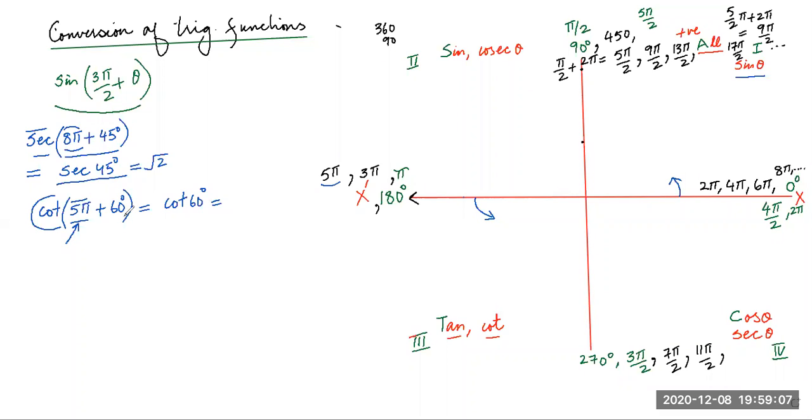Okay, the same trick can be extended to minus also. How? See students, suppose I have cot of 5 pi minus 60 degree. Now just think, don't worry about the positive or negative sign, just think which quadrant this angle will fall in. 5 pi minus 60 will fall in the second quadrant. Very good. Ishma, are you understanding? Yes, sir.